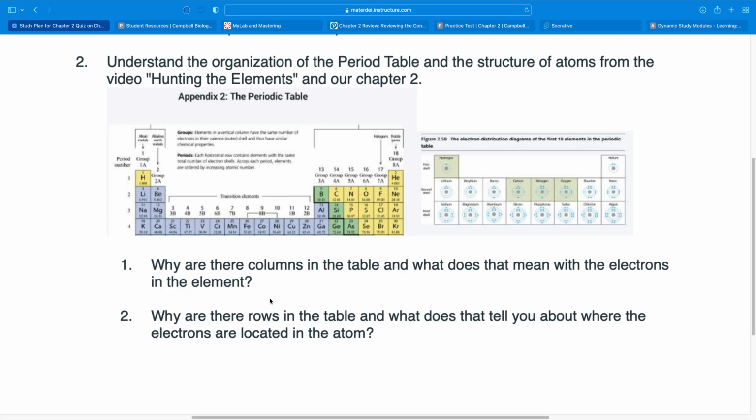This is you're on the field now. You're in the batter's box. I'm going to throw fastballs and curveballs at you. Let's see how well you can hit them. Do you know why there are rows and columns in the periodic table?